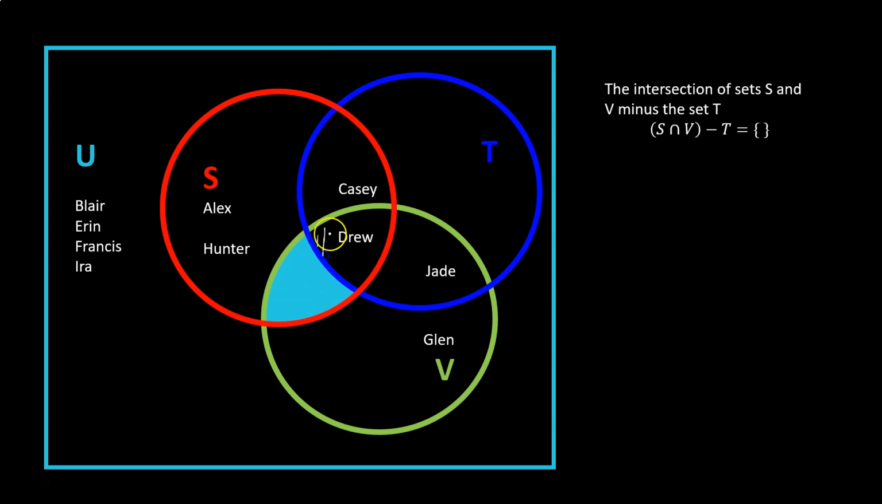So the whole intersection of soccer and volleyball did include Drew, but when I said, okay, don't include anybody who likes tennis, then I'm left with this empty space over here. So we would say that's the empty set. We could write that with two curly brackets, nothing between them, or we could use that 0 with a slash through it to say the empty set.